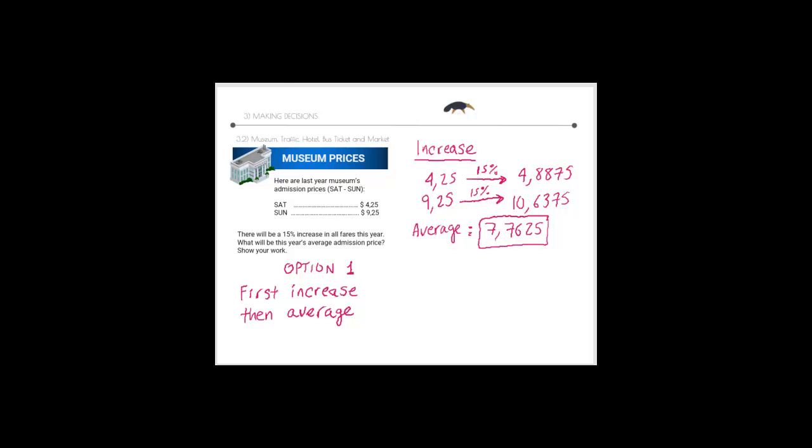Now, option 2 is first do the average and then do the increase. And why does it work? So this is important to ask your students. Why are we sure that if we take this second option, that first do the average and then do the increase, we're going to get the same result?